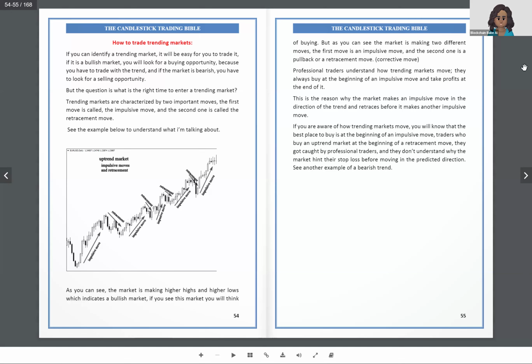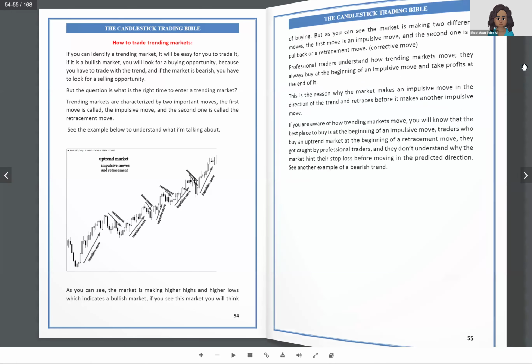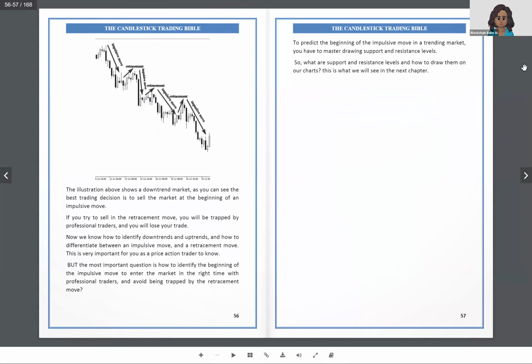See another example of a bearish trend. All right, so there goes the impulsive move, then the retracement, and another impulsive move, and so on. The illustration above shows a downtrend market. As you can see, the best trading decision is to sell the market at the beginning of an impulsive move. If you try to sell the retracement move, you will be trapped by professional traders and you will lose your trade.